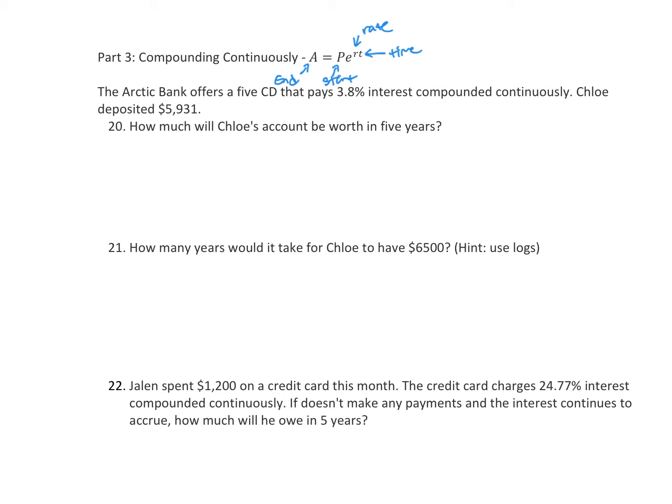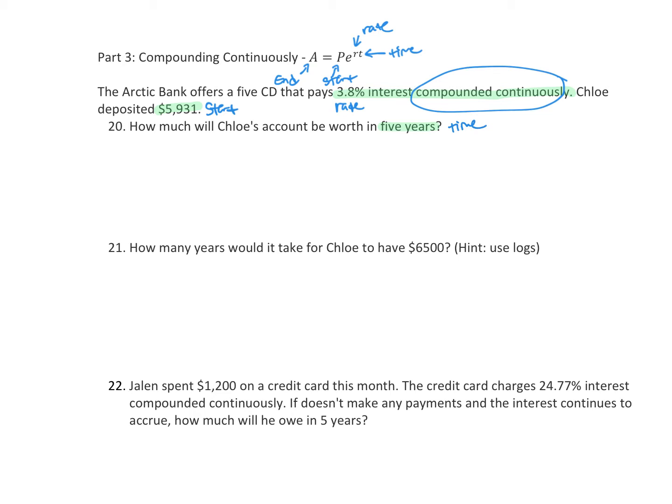The Arctic Bank offers a 5-year CD that pays 3.8% interest compounded continuously. Chloe deposits $5,931. Okay, so far we have our rate. It says specifically that we're compounding continuously, so we know we're going to use this equation. And we have our start amount of $5,931. Now, question 20 specifically asks, how much will Chloe's account be worth in 5 years? So that is our time.